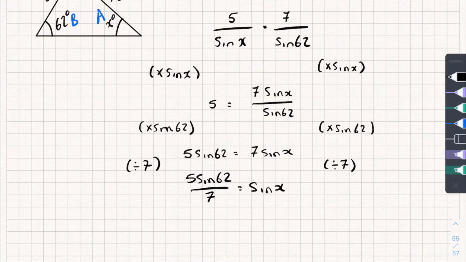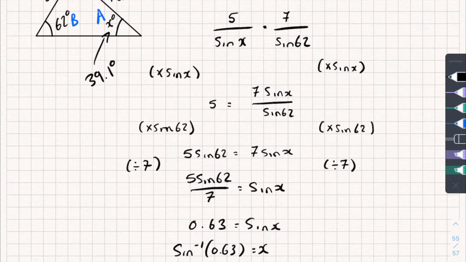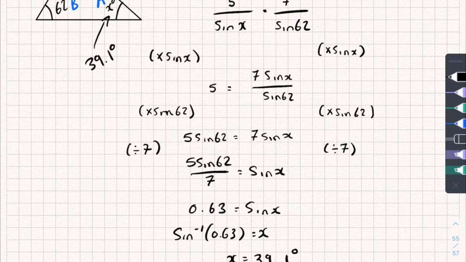So we want x, so I'm going to have to calculate whatever this is, and then calculate the inverse sine of it. So 5 times sine 62, all divided by 7, that's going to give me, to two decimal places, 0.63, which is equal to sine x. So if I calculate the inverse sine of 0.63, that's going to give me the value of x. So if I do that to two decimal places, I get that x is equal to 39.1 degrees. So this missing angle here is 39.1 degrees. Nice and easy, not too bad, right?